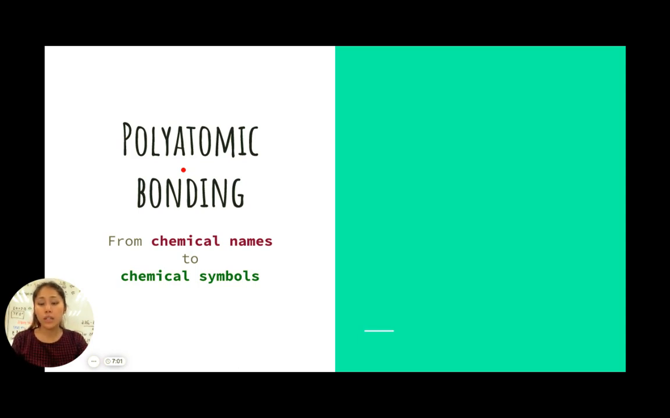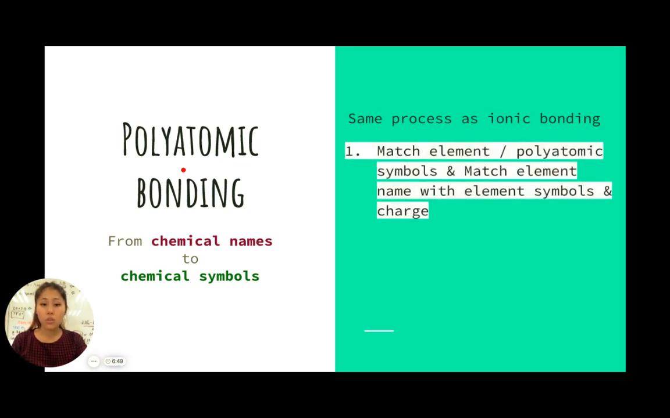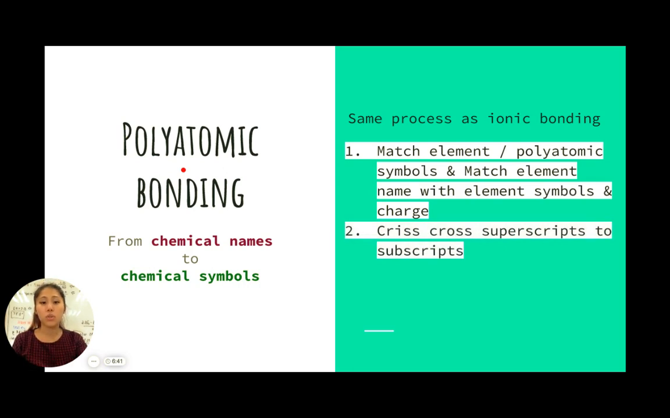Now we're going to take a look at how to decide the chemical formula based on the given chemical name. The process is exactly the same as ionic bonding. You start with the given name of the compound and you match it with the symbols and the charges. You crisscross your superscripts to your subscripts, and then you see if you need to simplify.